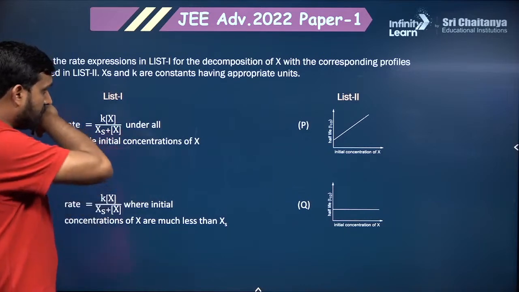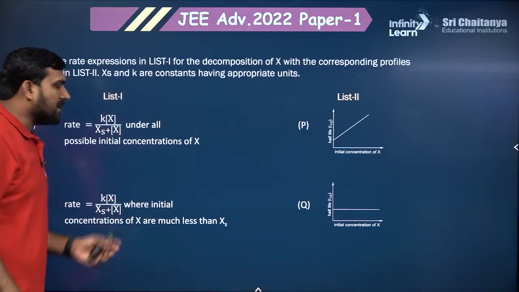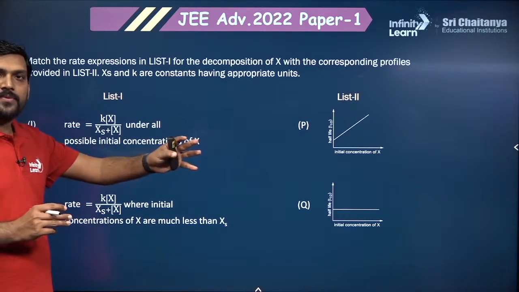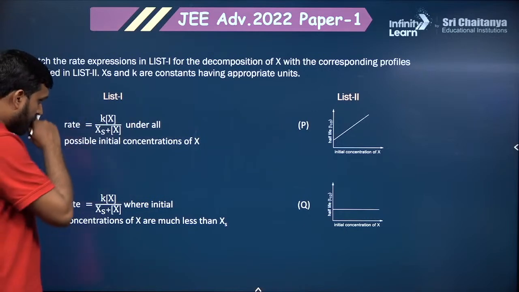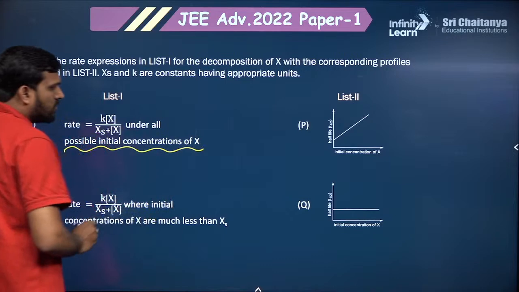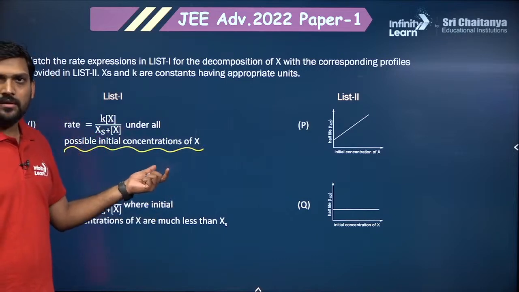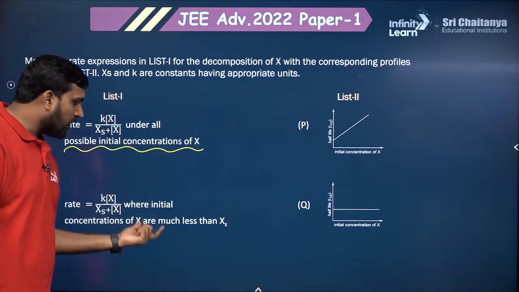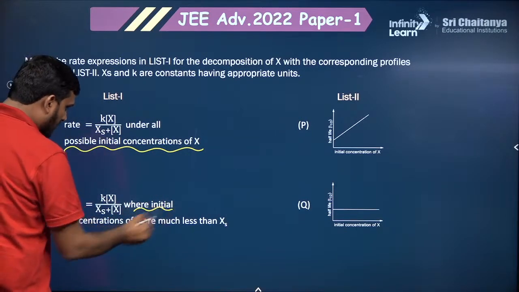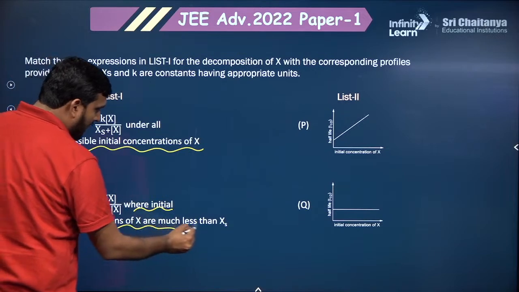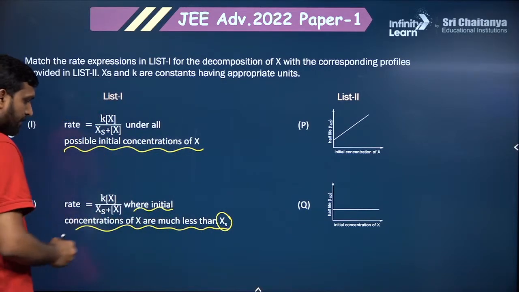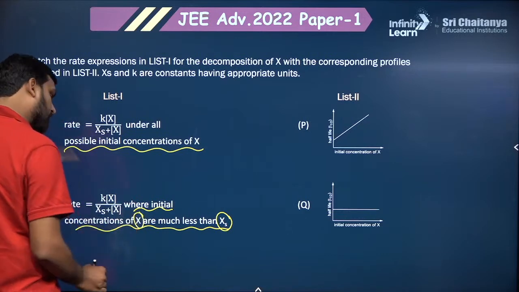Okay. Now this is the question which basically requires to check the options first and then come to the question. How? Because here all possible initial concentrations have been taken. So we can't take each case now. So just leave it. Go for the next option. Here, the initial concentration of X is much less than XS. So they are saying that the initial concentration of X is very less than XS.